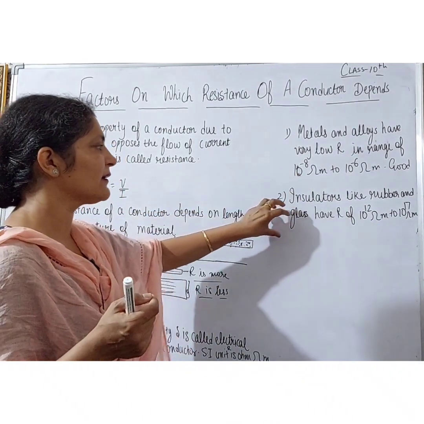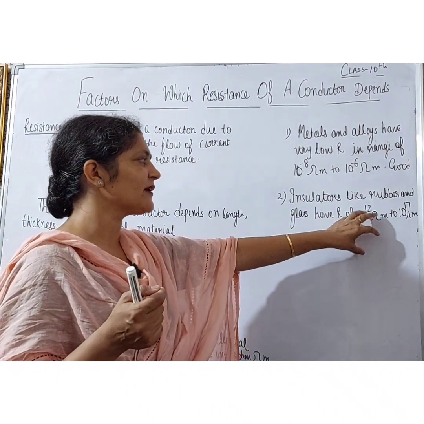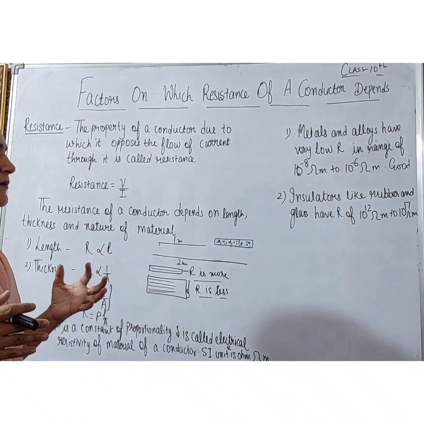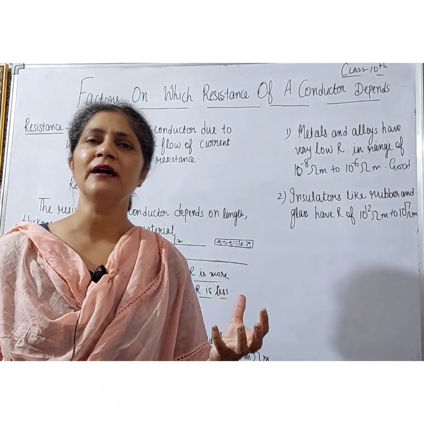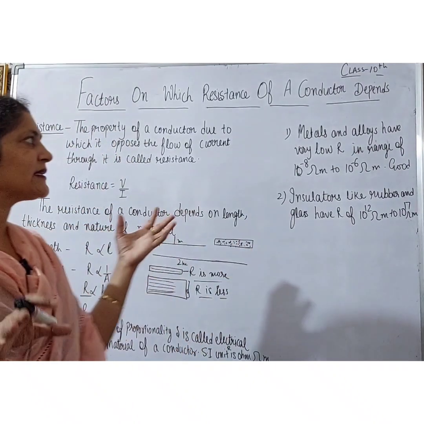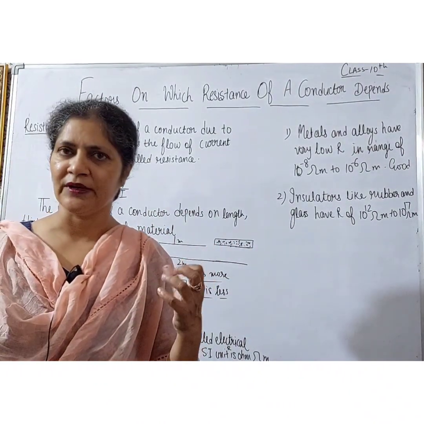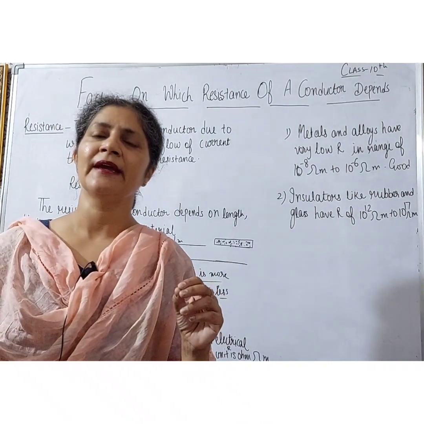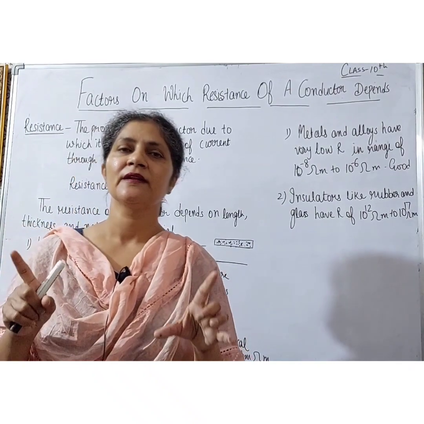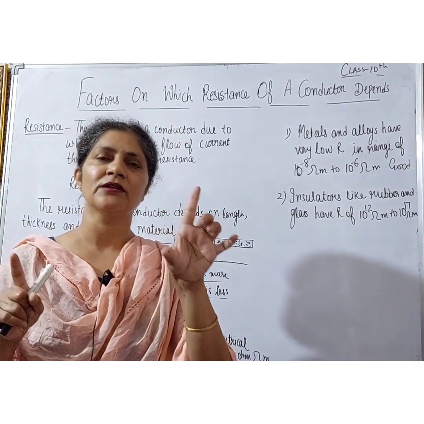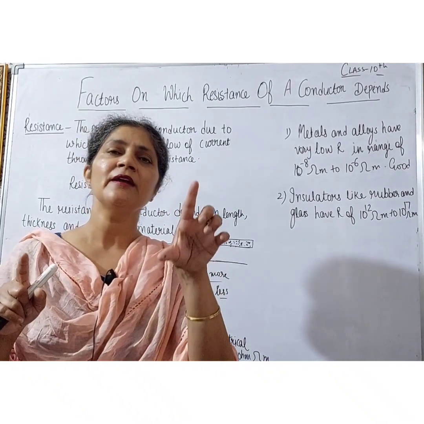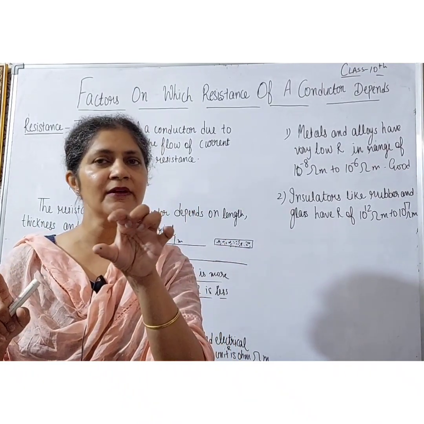Insulators like rubber and glass have resistivity of 10 raised to power 12 ohm meter to 10 raised to power 17 ohm meter. It means rubber and glass are insulators. They have a lot of resistivity, and metals and alloys are very good conductors of electricity because they have very less resistivity. Students, you must keep in mind one thing, that resistivity is to resist or to stop the flow of charges, so it is inversely proportional to the current.